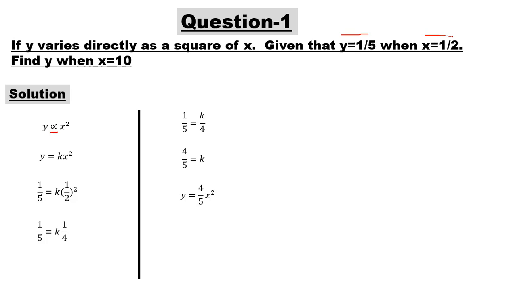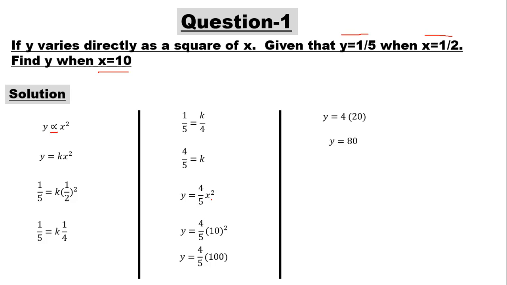Now the equation that is connecting x square and y will become y is equal to 4 by 5 x square. Now what was the demand of the question? The question was demanding, when x equals 10, what will be the value of y? So what we are going to do here, we will replace this x with 10. The equation becomes y is equal to 4 by 5 times 10 square. 10 square is 100. So 4 over 5 times 100 will give us the new value of y, which is equal to 4 times 20. Hence, the final solution y is equal to 80 is the answer.